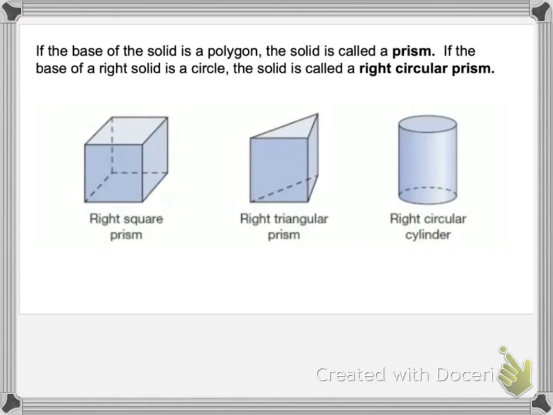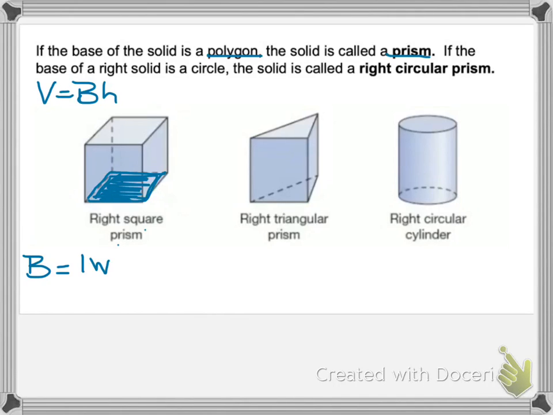Let's look at some other right solids. This says if the base of a solid is a polygon, it's called a prism. Well, what was a polygon? A polygon was any straight-sided closed shape, right? So this is a polygon, and it's a right square prism. My base is a square, right? So if I were to apply the formula V equals BH, the area of this base would be length times width, right?